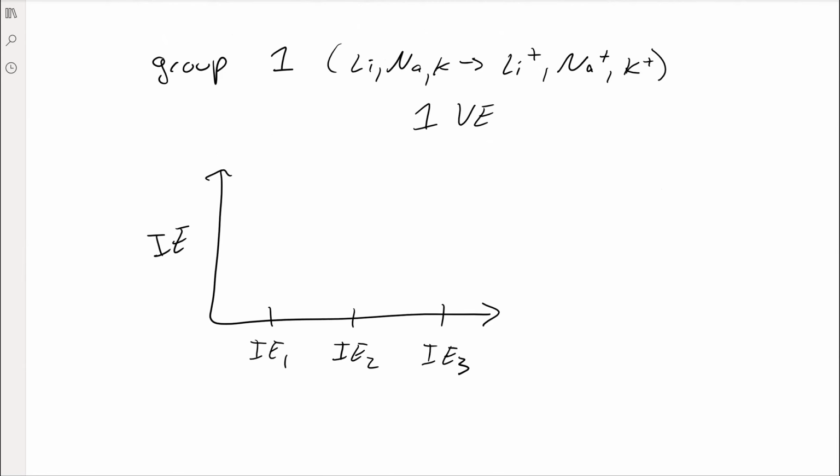What you would see is that the first ionization energy is relatively small because it's easy to remove valence electrons, or at least relatively easy. And then after that, if you try to remove core electrons, there'll be a big gap, and it'll be quite hard. So it'll take much more energy to remove these core electrons.